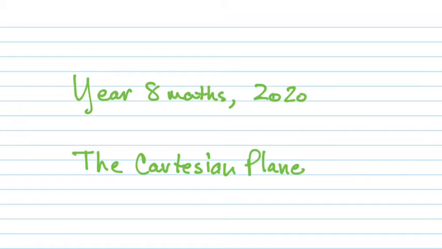All right, so today we're going to begin our look at what's called the Cartesian Plane, guys. This is also known as the rectangular coordinate system. They have two different names. You can call it whatever you like. I usually call it the Cartesian Plane.